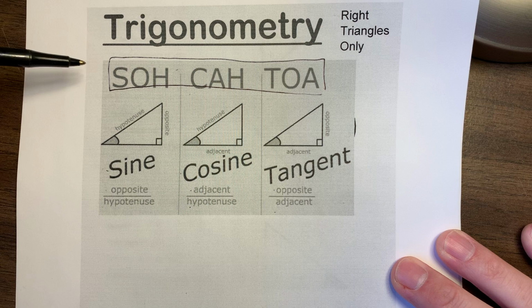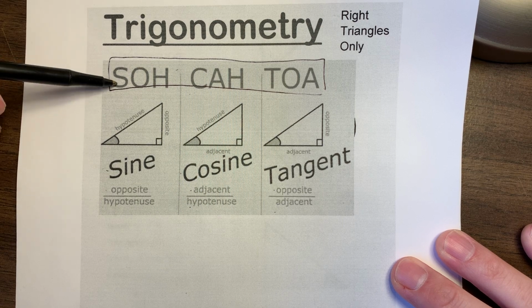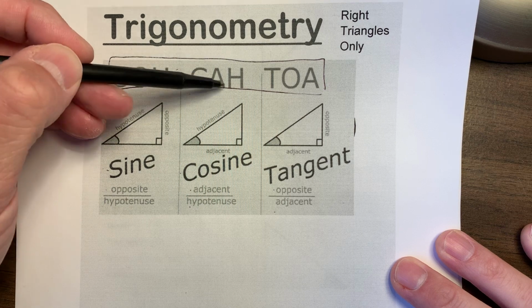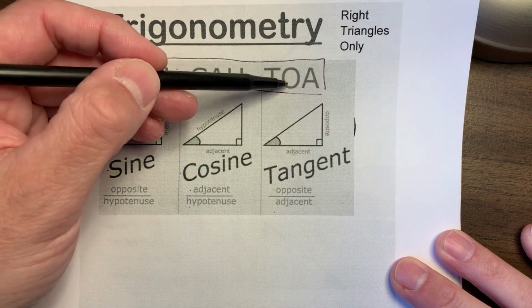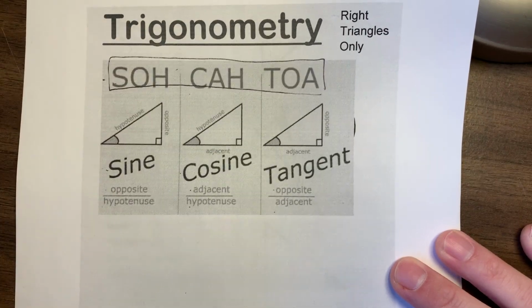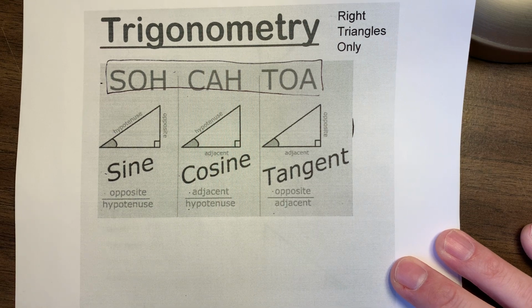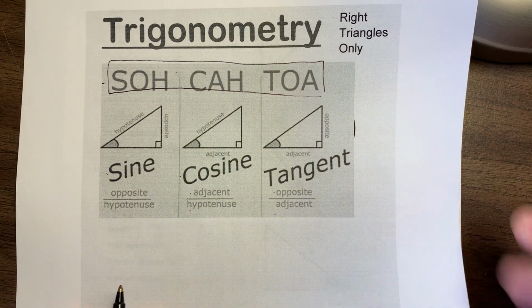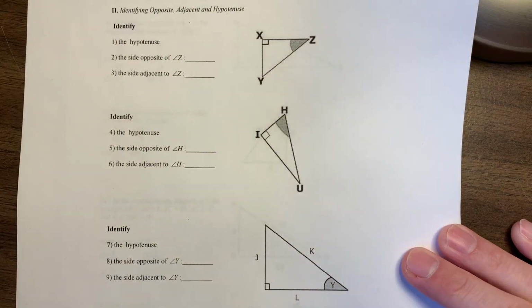And so, I always say SOHCAHTOA because sine is the opposite over the hypotenuse, the cosine is the adjacent over the hypotenuse, and the tangent is the opposite over the adjacent. I'm going to be honest with you guys, you need to memorize this, okay? This is the basis of trigonometry. So let's do some quick problems.